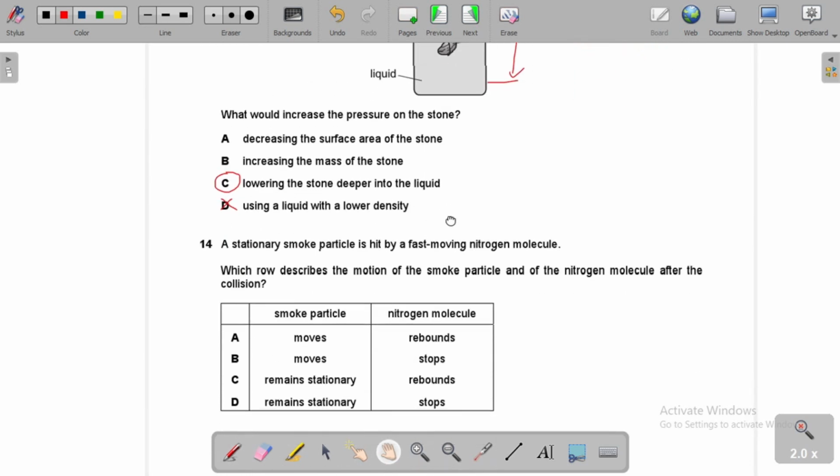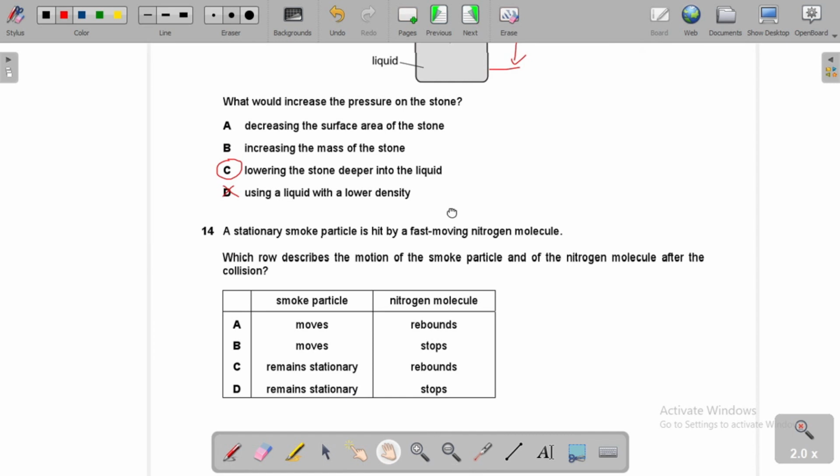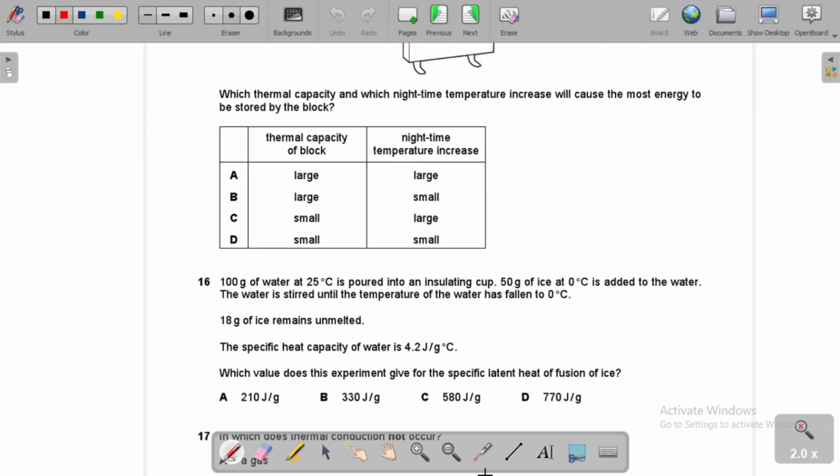Okay, next question. A stationary smoke particle is hit by a fast-moving nitrogen molecule. Which row describes the motion of the smoke particles and of the nitrogen molecule after the collision? What happens to the smoke particles? Now you see there is a way we can easily solve multiple choice question by elimination. Smoke particles cannot be stationary now. They cannot be stationary. The nitrogen molecule, nitrogen is a gas, the molecule cannot stop. So the answer is A. Let's go to the next question.